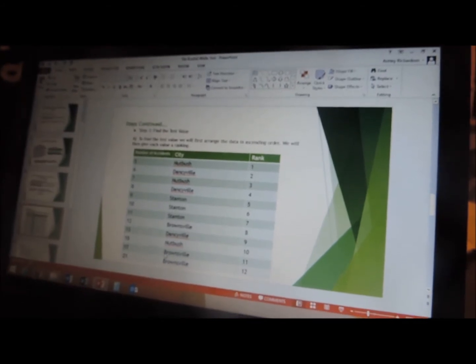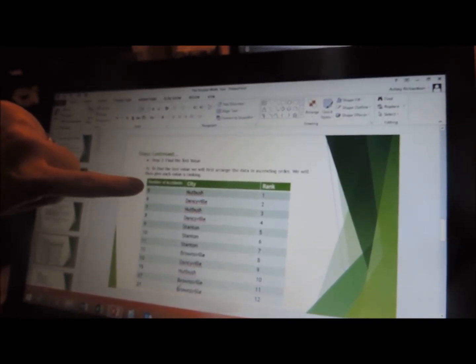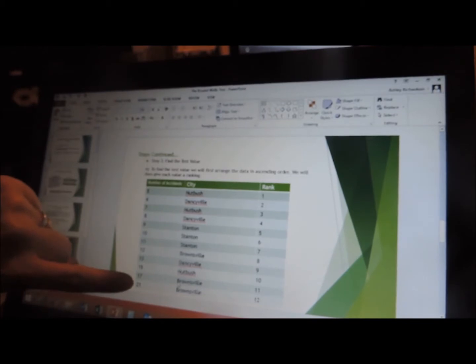Steps continued. Step 3 of solving the equation, we will find the test value. In order to find the test value, we first must arrange the data in ascending order, from smallest to largest. We will then give each value a ranking. Here are the number of accidents, and we have listed those from smallest to largest.